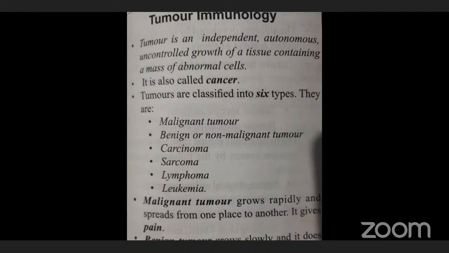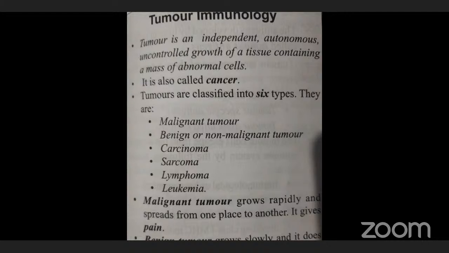Another one is the benign tumor or non-malignant tumor, which grows slowly and does not spread from one place to another place. So non-malignant is the opposite of malignant. It does not spread from one place to another. It grows too slowly.